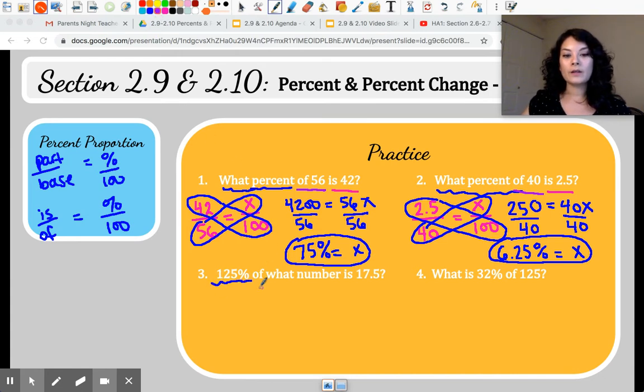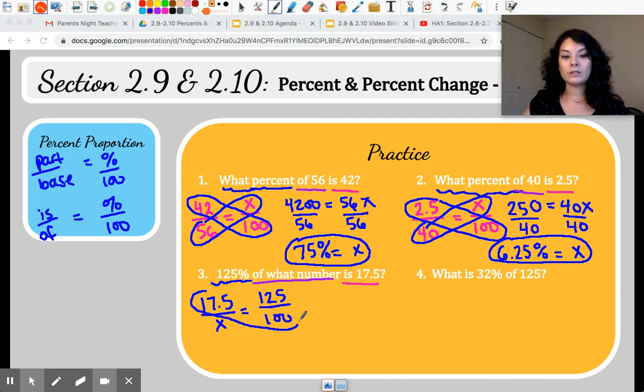125% of what number is 17.5? So in this case, I don't know my of value. I'm looking for my base, so that's going to be my variable this time. So I know that my is 17.5. My of is the missing piece, so that's my variable. My 125 is my percent, and it's over 100.